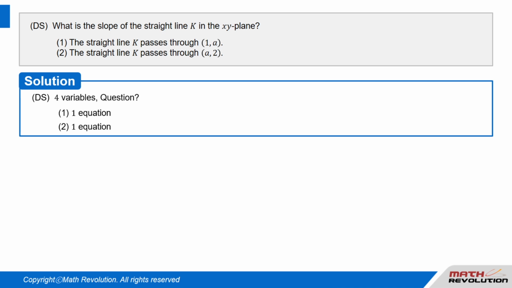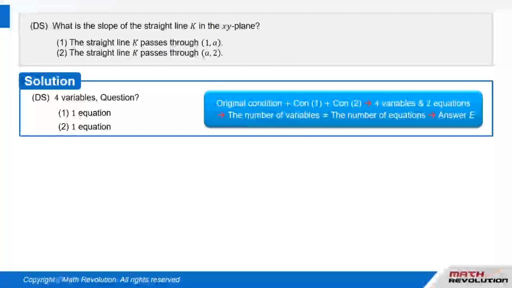Now, 4 variables would generally require 4 equations to be able to solve for the value of variables. We know that each condition would usually give us an equation, resulting in a total of 2 equations, one each from condition 1 and condition 2. However, since we need 4 equations to match the numbers of variables and equations in the original condition, the unequal number of equations and variables should logically give us an answer E.